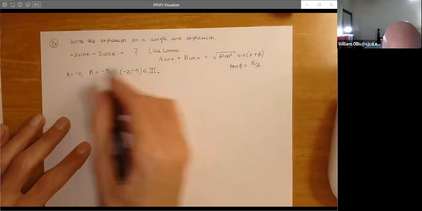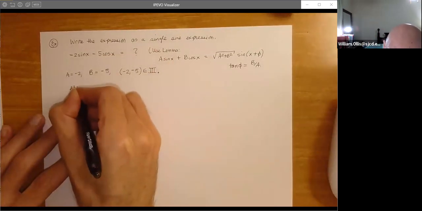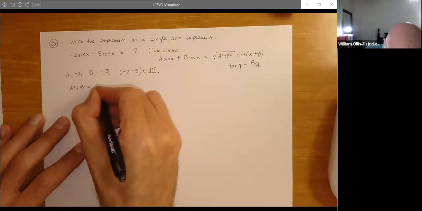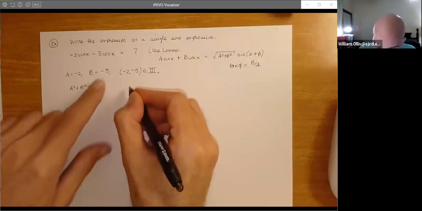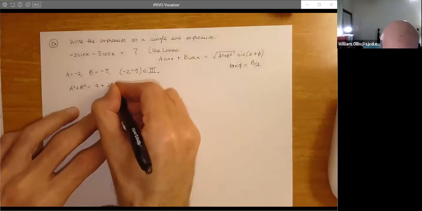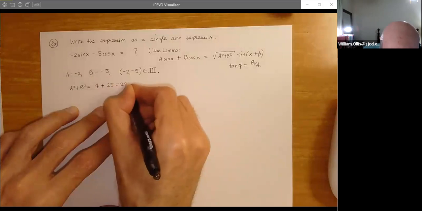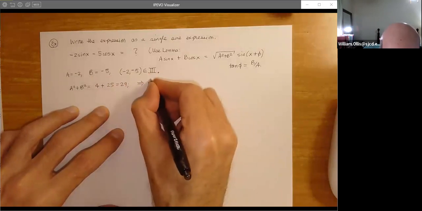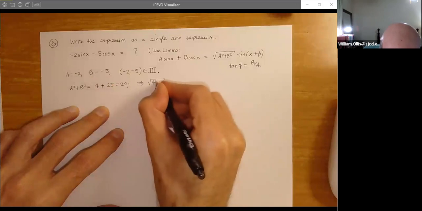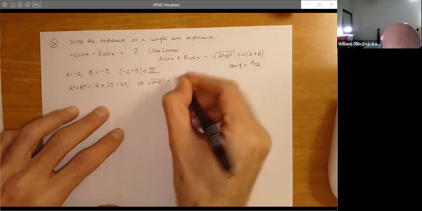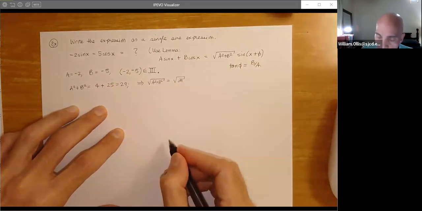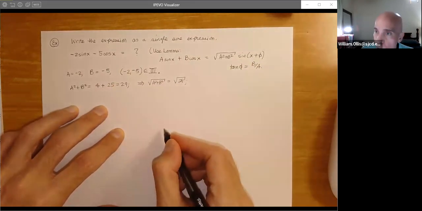So when we look at this, we say a squared plus b squared. Again, we squared the -2, we get a 4. We squared the -5 and we get a 25. So this gives us a 29. So this implies the square root of a squared plus b squared equals the square root of 29. So we filled in that part right there. We're just writing down everything that we're going to need.